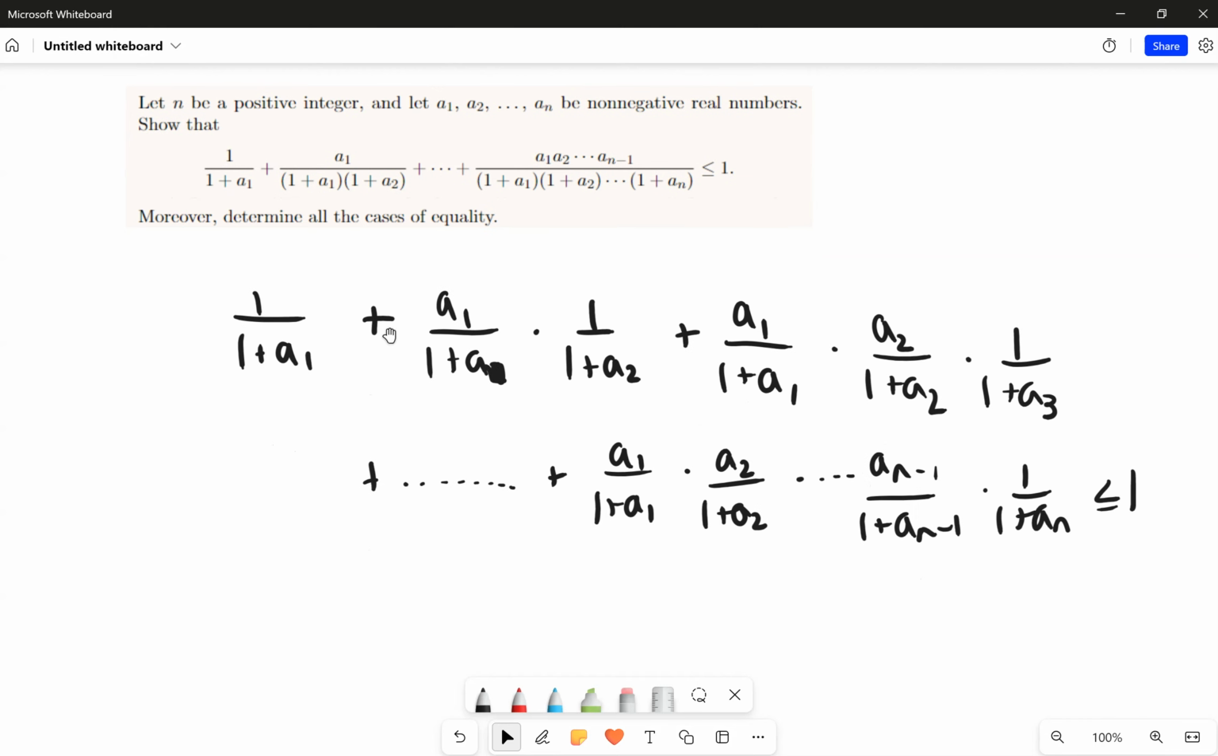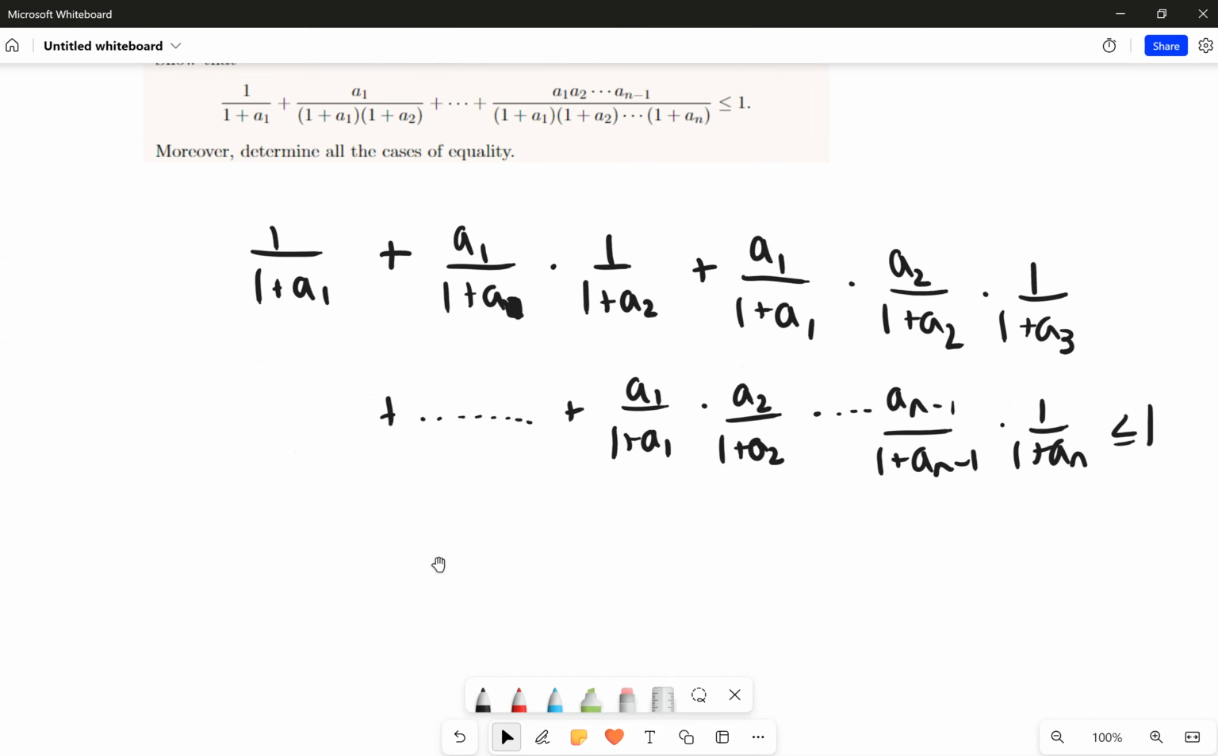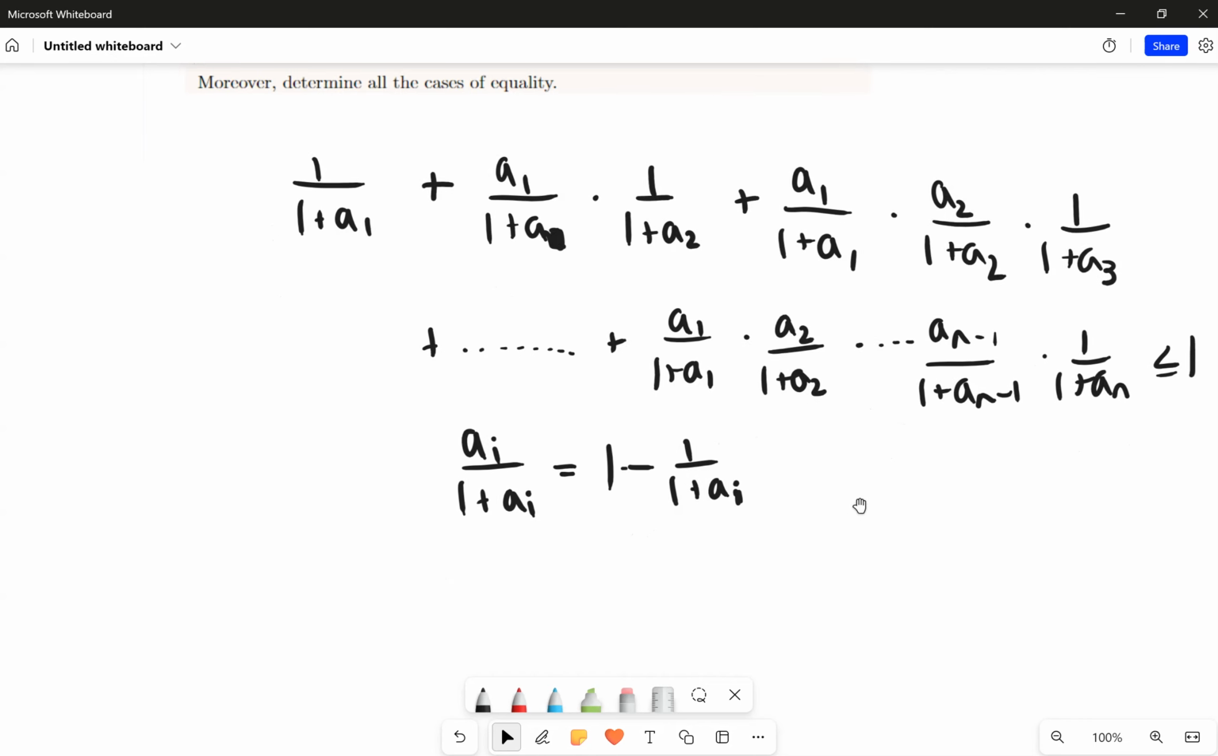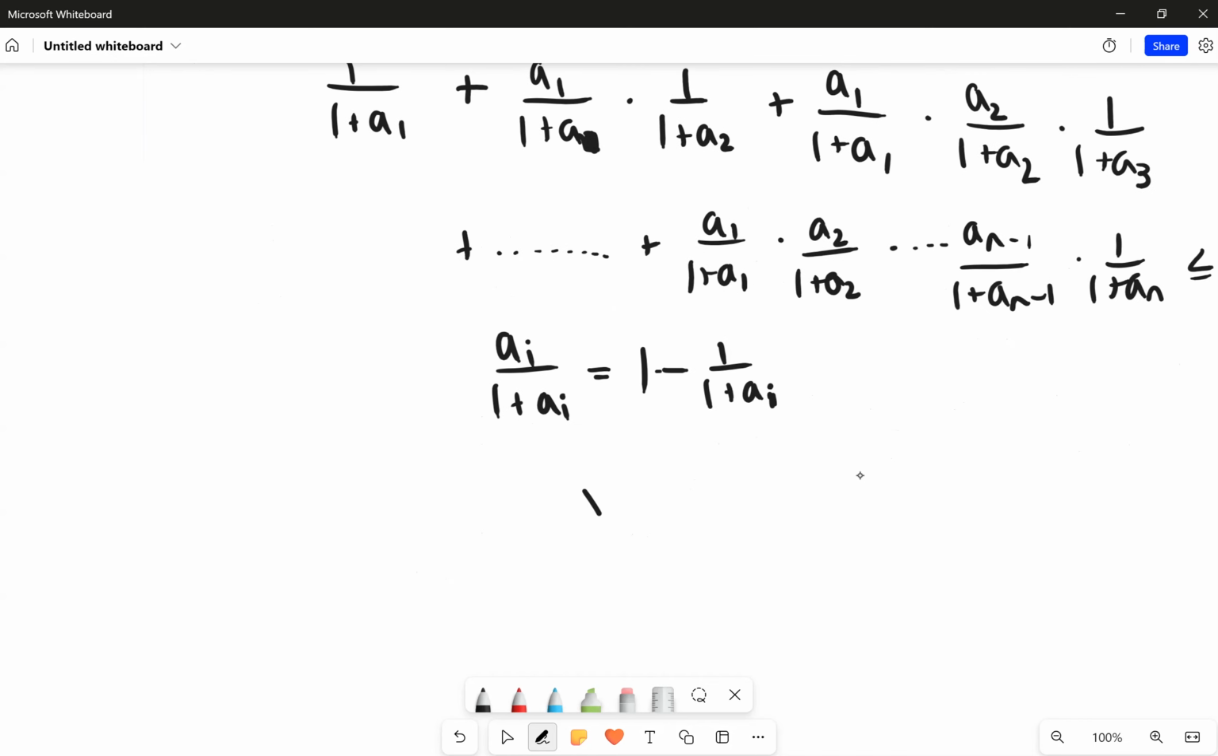And now we immediately notice that the sum of these two fractions here is equal to 1. So ai over 1 plus ai is equal to 1 minus 1 over 1 plus ai. And this holds for any index i, so we can instead do that. And this really motivates us to focus on the fraction 1 over 1 plus ai, and motivates us to substitute xi is equal to 1 over 1 plus ai.